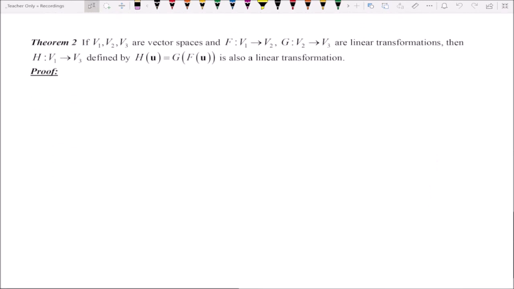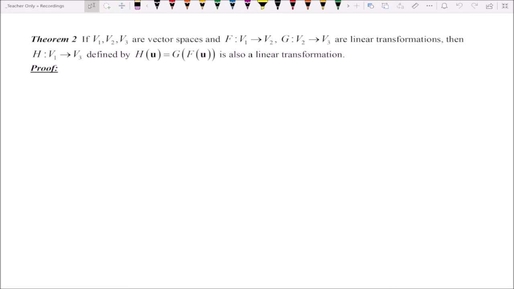If we have three vector spaces, V1, V2, V3, and we have two linear mappings, f from V1 into V2, and g from V2 into V3, then the mapping h from V1 into V3, defined as h of u equals g of f of u, is also a linear transformation. So if you take the composition of linear transformations, the result is still a linear transformation.